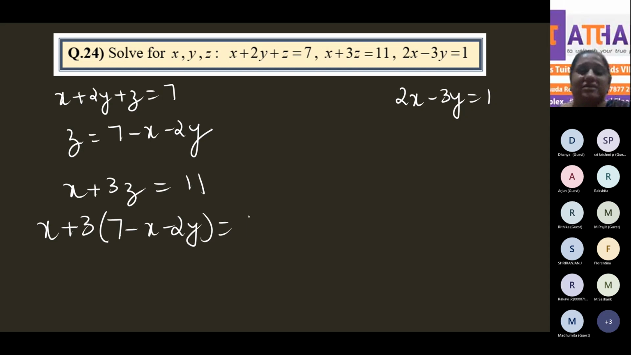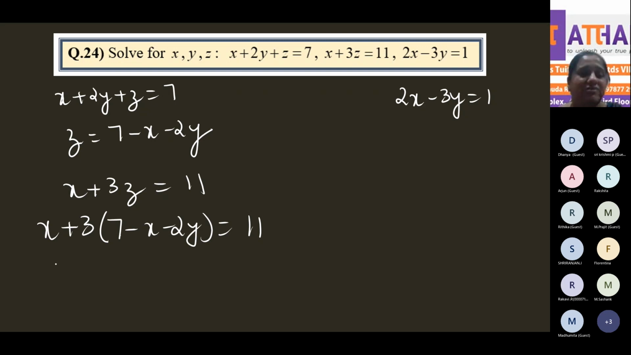See, what is the idea here? Now the third equation has x and y. So you want another equation with x and y. So you don't want z, basically. So you're taking the first equation and writing z as 7 minus x minus 2y and substituting that in the second equation. In place of that, when you use this, you will get a new equation in x and y.